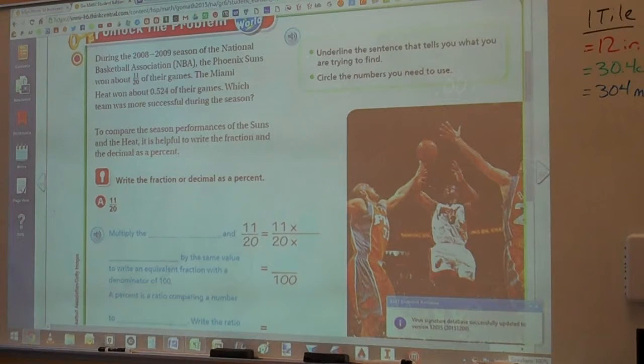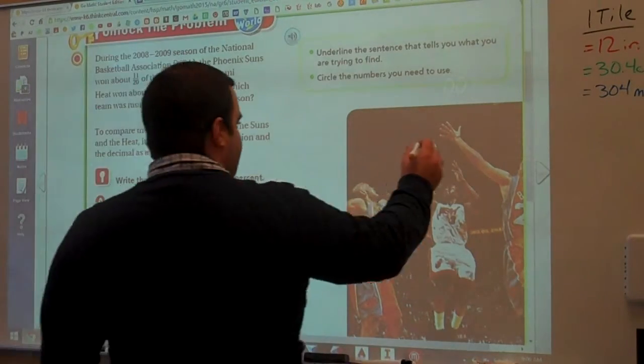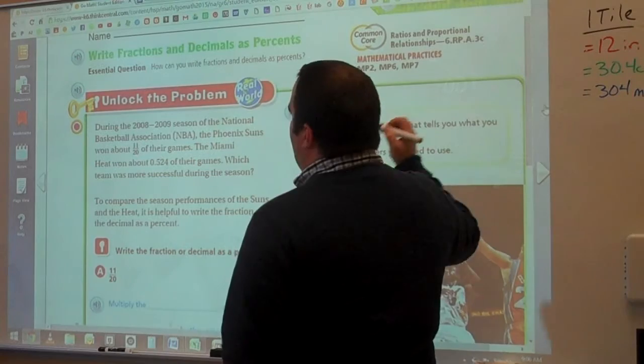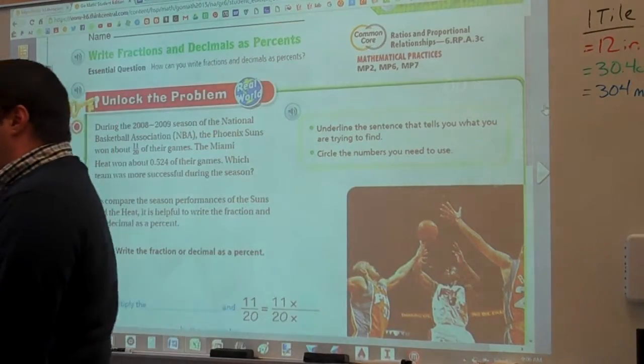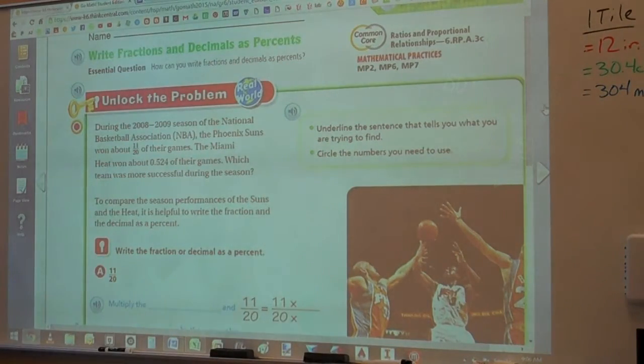Okay, let's flip over to page 281. And today what we're going to talk about is writing our fractions and writing our decimals as percents. Page 281.